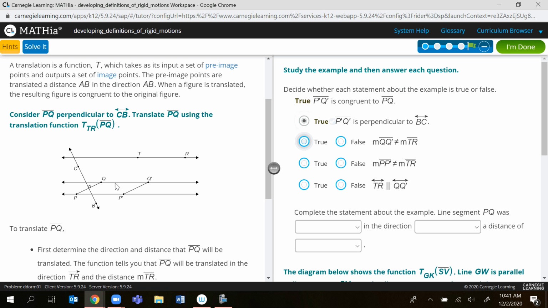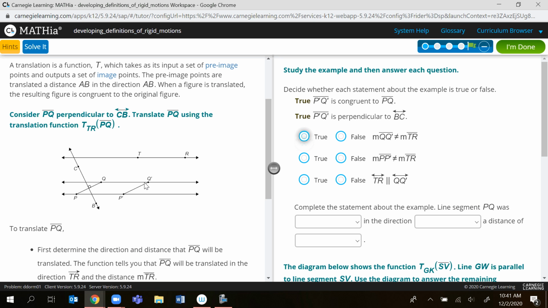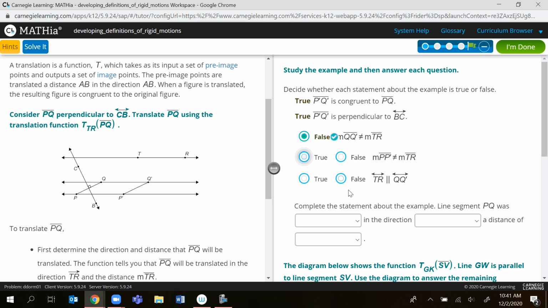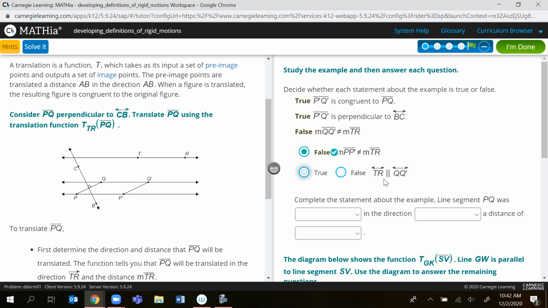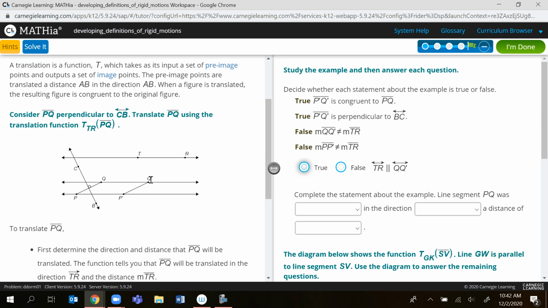Is the measure of QQ prime not the same as the measure of TR? Due to the way that we translated, we made sure that the distance between Q and Q prime is the same as TR, so that is not true. And then it asks pretty much the same thing: P to P prime, is that not the same as TR? That would also be false. Now we've got, is TR parallel to QQ prime? Since we made sure that we drew parallel lines here, that would be true.